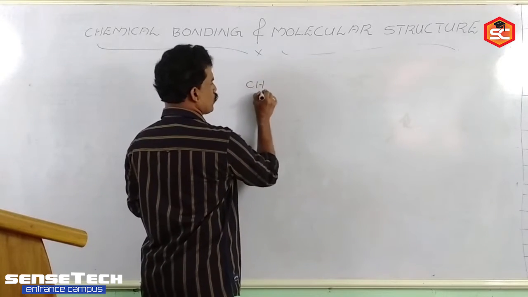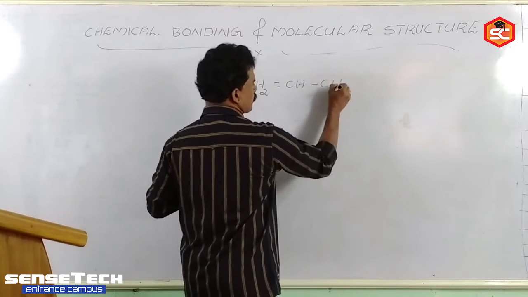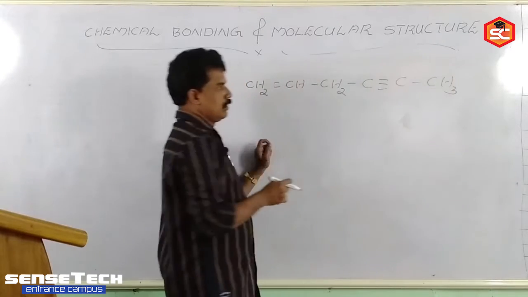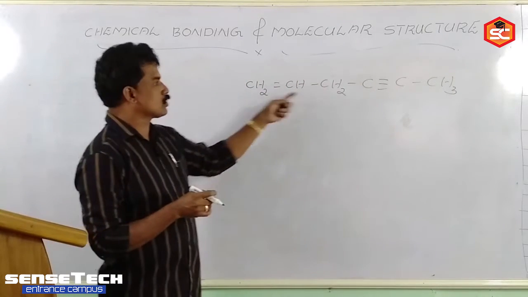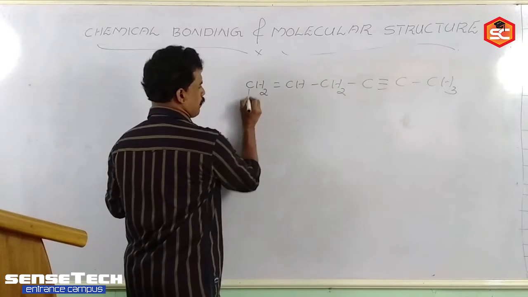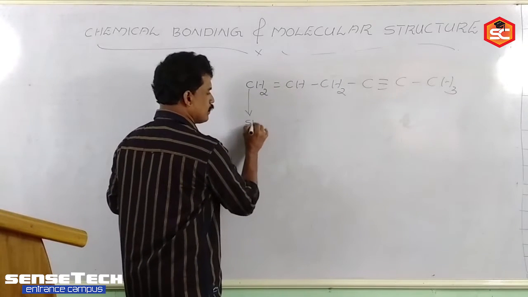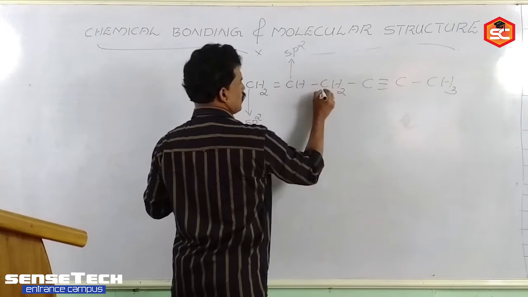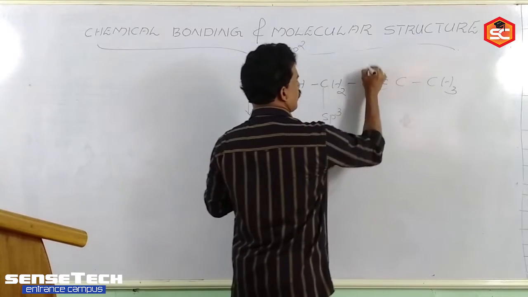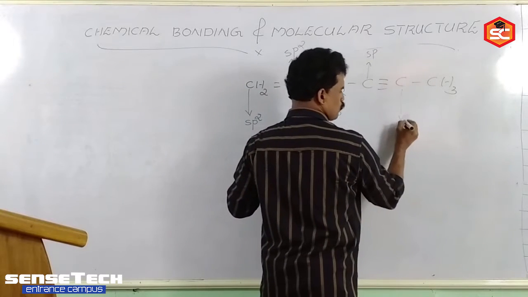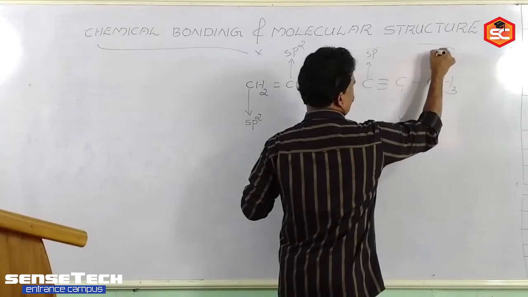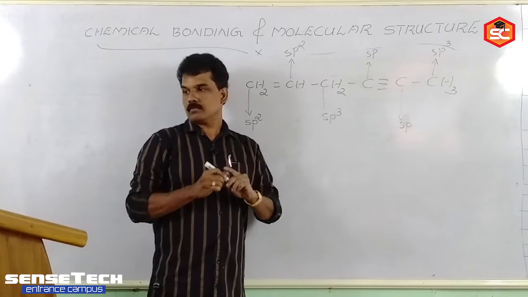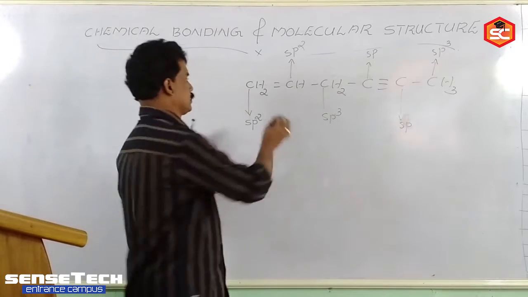Suppose I am giving you one molecule, CH2=CH-CH2-C≡C-CH3. Can you identify the hybridization of each carbon atom in this molecule? First carbon, a double bond will be there, so which hybridization? sp2. Here also double bond, sp2. Here sp3. Here sp. Here sp. Then sp3. This way we can identify: double bond sp2, triple bond sp. That way we can identify the hybridization.